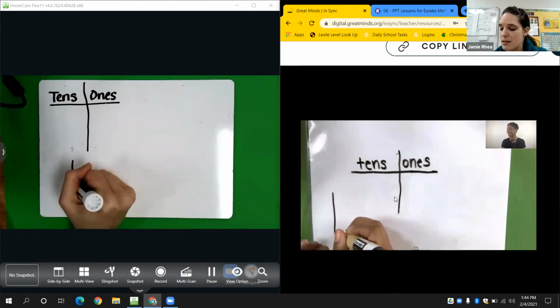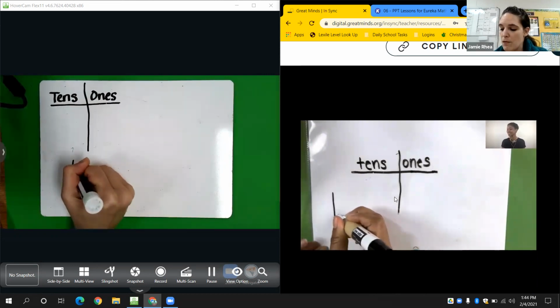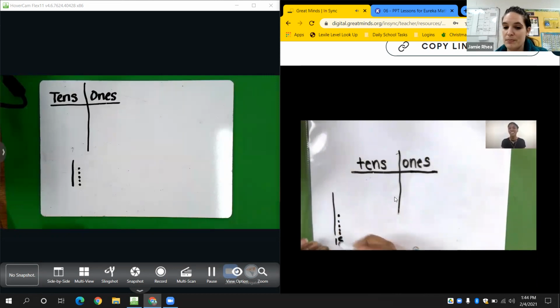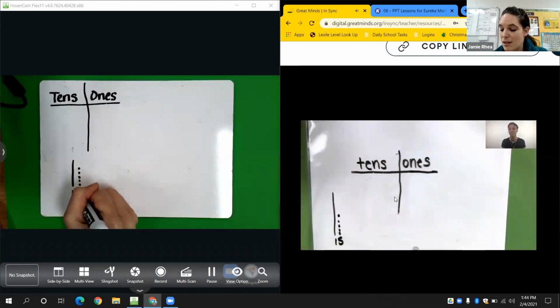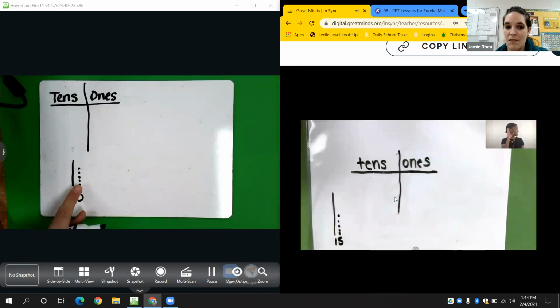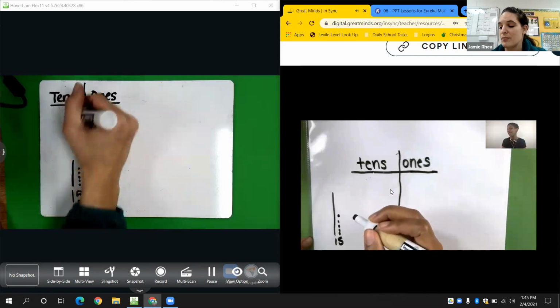How many 10s, how many 1s? 1 10. 1, 2, 3, 4, 5. How many tens and ones are in the number 15? 1 10, 5 1s. Yes, 1 10 and 5 ones. I'll record that in our place value chart.